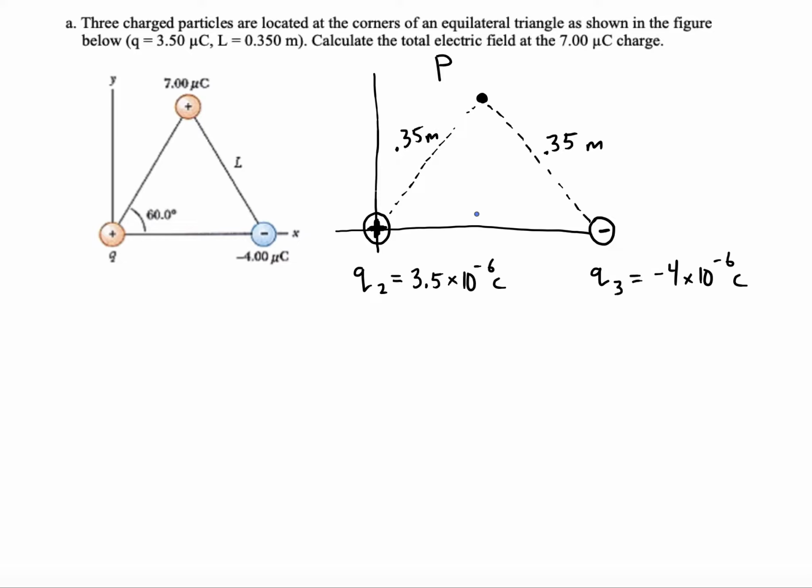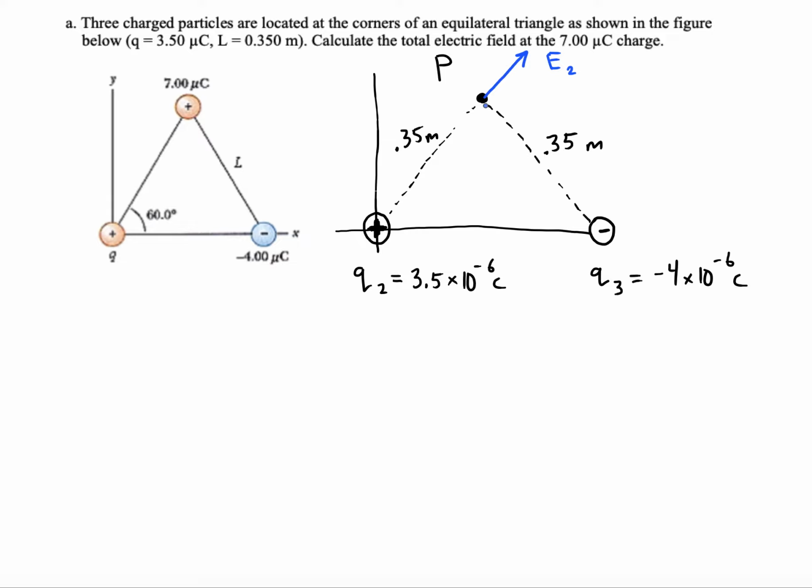Okay, now let's analyze the situation and see which direction the contributions to the field would point. A field due to this Q2 would point away from Q2. You have to imagine what a positive test charge would do. It would want to get away from that positive charge. So this is going to be called E2, the field contribution from Q2.